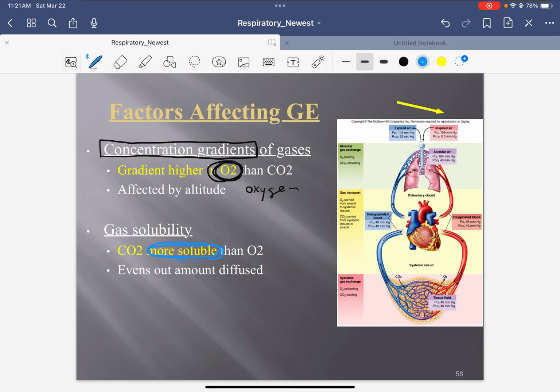Which gas has a higher concentration gradient? Oxygen. The next point, which gas is more soluble? CO2. So carbon dioxide is more soluble in water. Oxygen has a greater concentration gradient. When put together, they even out. This is how they can both keep up. Carbon dioxide is more reliant on the fact that it's more easily soluble in water. Oxygen is more reliant on its concentration gradient.